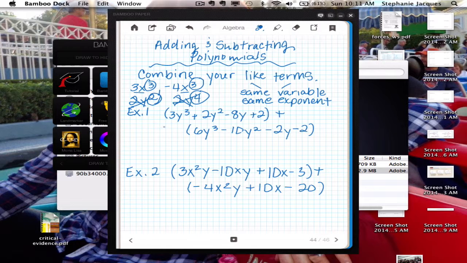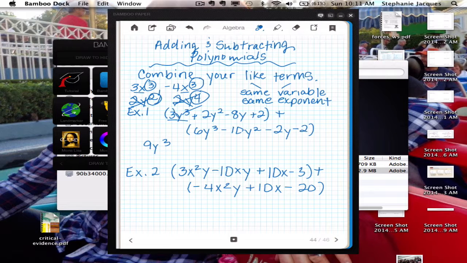Addition is pretty easy because you're just combining your like terms. So you're adding all of these to all of these. So let's start in the beginning. You're going to look for your like terms. So you look at this one, and you're going to add it to whatever's down here that is a like term. So I have 3y to the third, and a like term with that is 6y to the third. So that gives me 9y to the third.